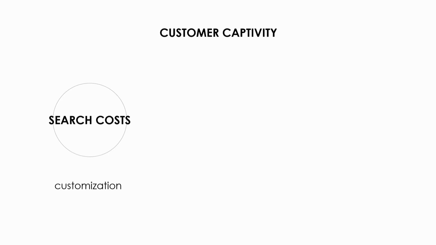The second source of customer captivity is switching costs. These are the costs incurred by customers in transitioning from one company to a competing company. A good example of this is a product that requires a lot of training to use. If you have to learn a whole new system in order to use a competing product, then you're going to be resistant to switching to a competitor.